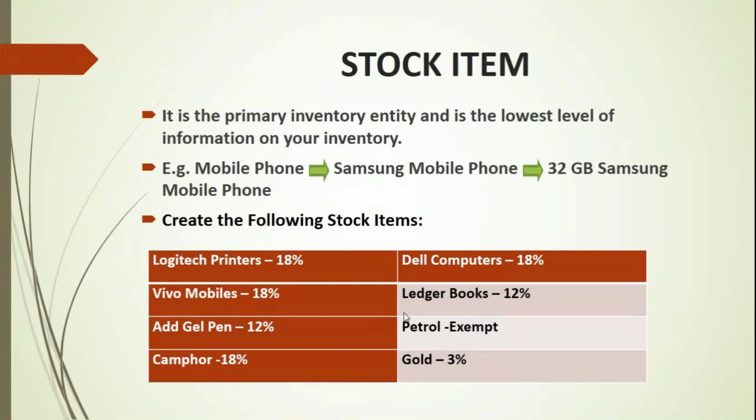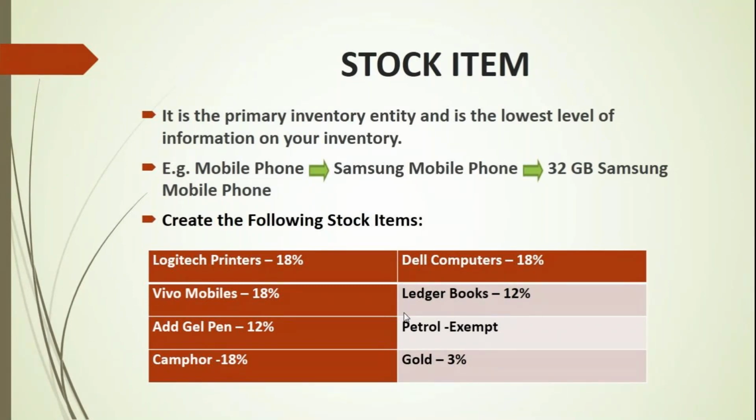Now if I take a small example of a mobile phone, I've just given a general example. I take Samsung mobile phones and I get a 32 GB Samsung mobile phone. Of course you can go for the models whichever you have in Samsung Galaxy. So I've just given a simple example, right? So if mobile phone is the stock category, stock group becomes Samsung and stock item becomes a 32 GB Samsung mobile phone. Like this, we can create a hierarchy, a way of categorizing our stock items.